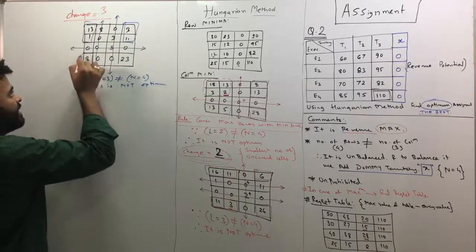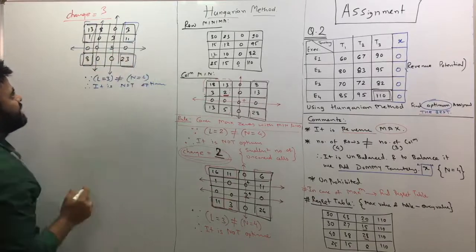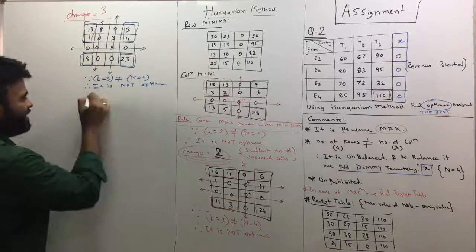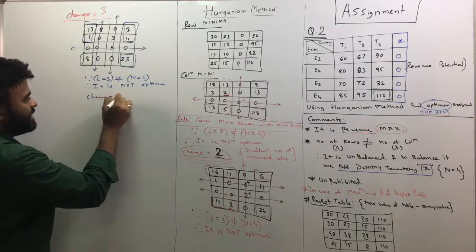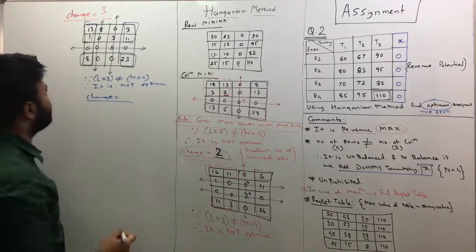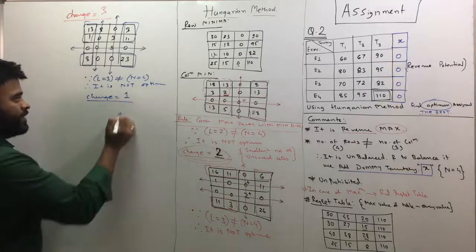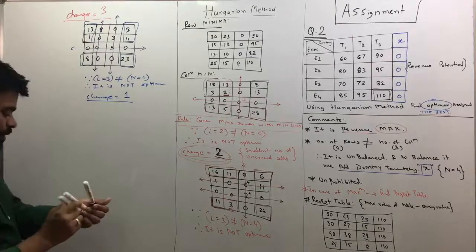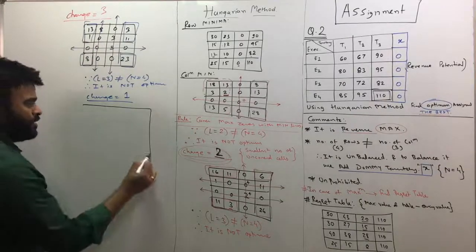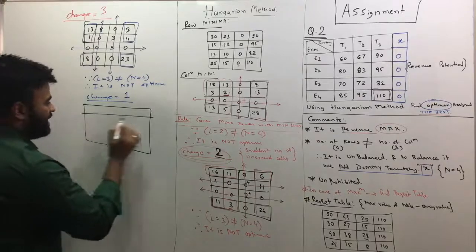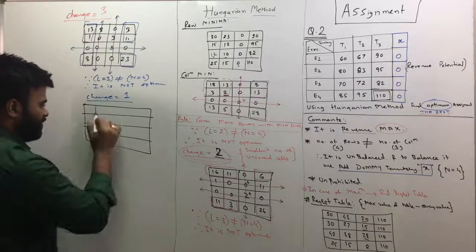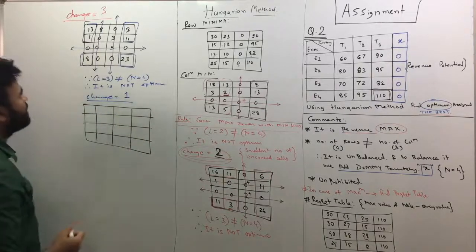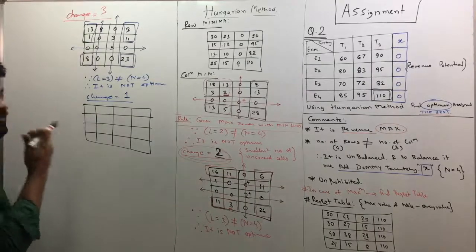Uncovered cells are these, and we have to identify the change. Change is the smallest number of the uncovered cells, which is 1. Okay, so now we will have to again modify the whole table. Let me do that. Okay, don't lose patience yet. Alright, so 4, 3 and 4. Now subtract change from uncovered cells.